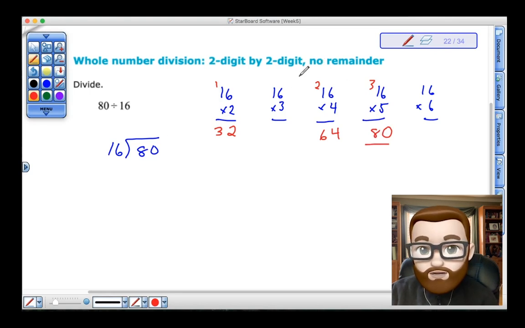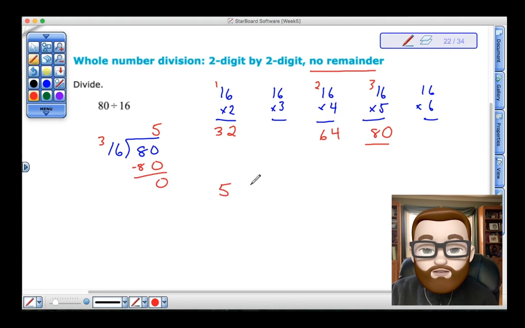Now these problems are kind of nice, even though we have 2 digits. That's the tricky part. The nice part is no remainder. So we know that 16 goes into 80 exactly 5 times. 16 times 5, 6 times 5, again, we'll check this, is 30, 0 carry the 3. 5 times 1 is 5 plus 3, 80. It checks out. So in Schoology, you just have to put in a 5, no remainder, nothing, just 5.